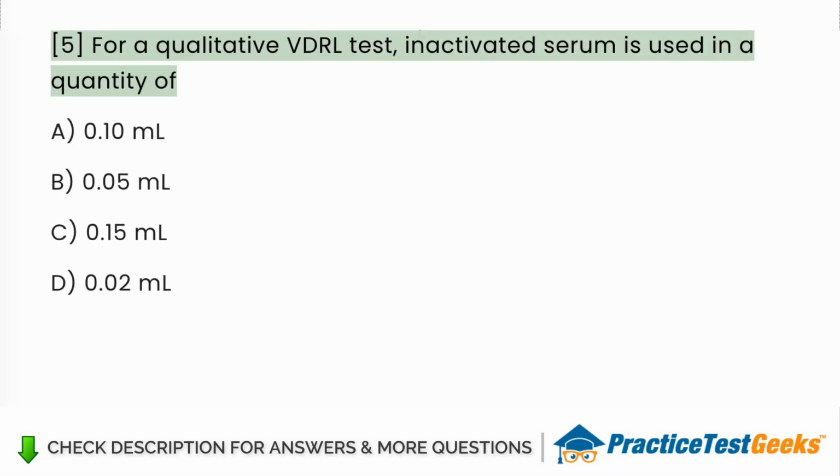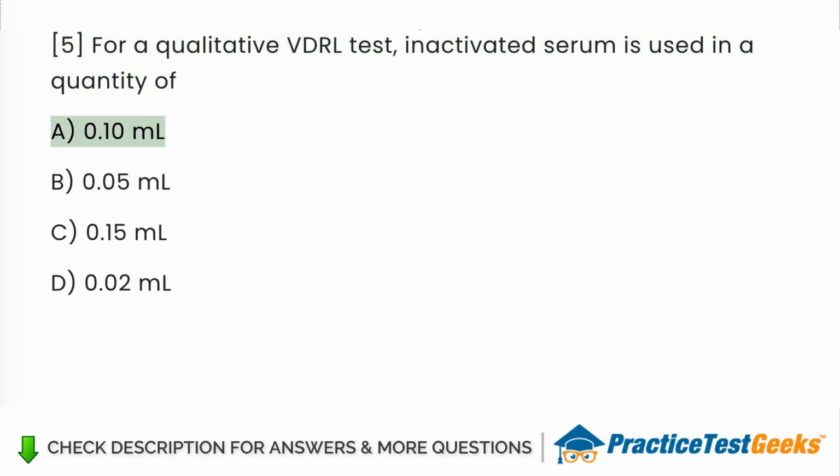For a qualitative VDRL test, inactivated serum is used in a quantity of A. 0.10 milliliters. B. 0.05 milliliters. C. 0.15 milliliters. D. 0.02 milliliters.